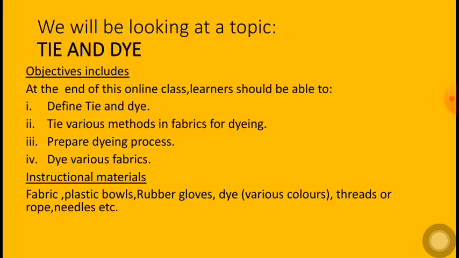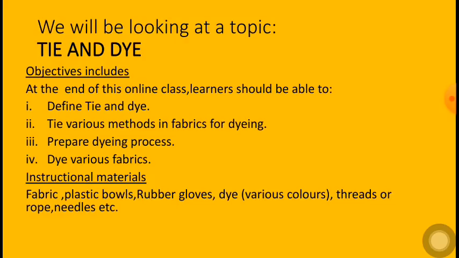Now, objectives include: at the end of this online class, learners should be able to 1. Define tie and dye, 2. Tie various methods in fabrics for dyeing, 3. Prepare dyeing process, 4. Dye various fabrics.